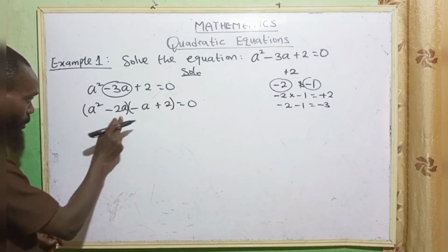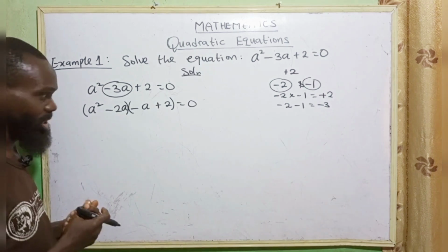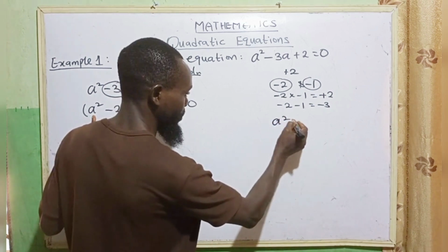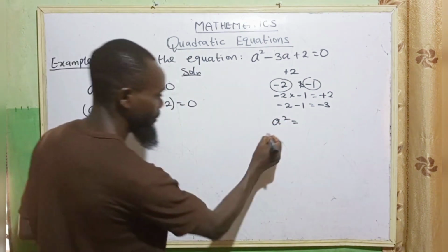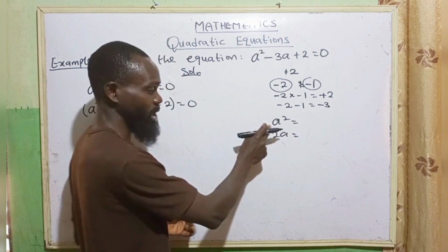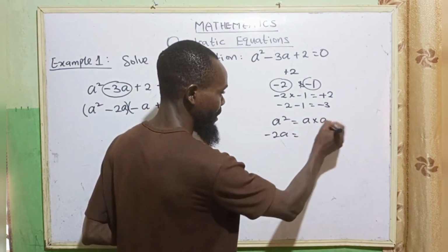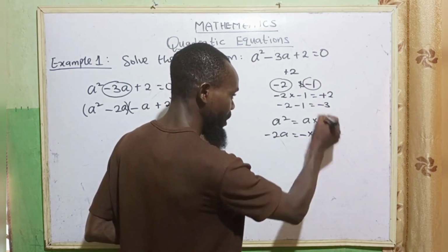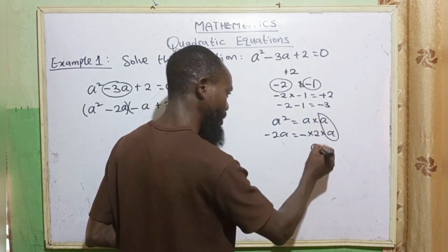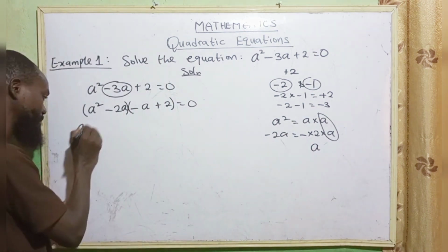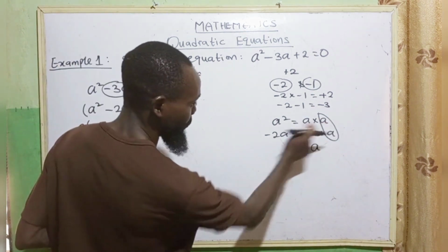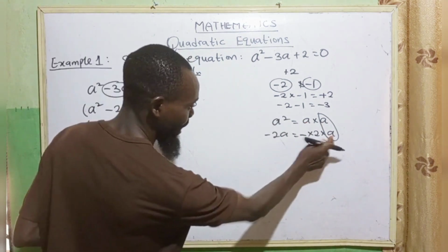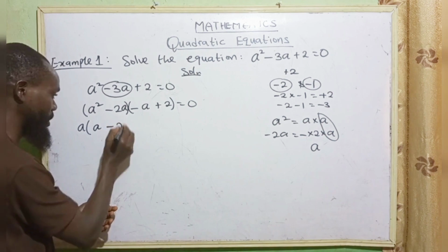So what is common in both? How do we know the common factor? Let's go back to our elementary mathematics. We have a squared, then minus 2a. A squared could be written as a times a, minus 2a could be written as minus 2 times a. So a is common here. So the common factor here is a. So I have a. If I remove a from this one, it will remain a. If you remove a from here, it will remain minus 2. So that's the common factor.